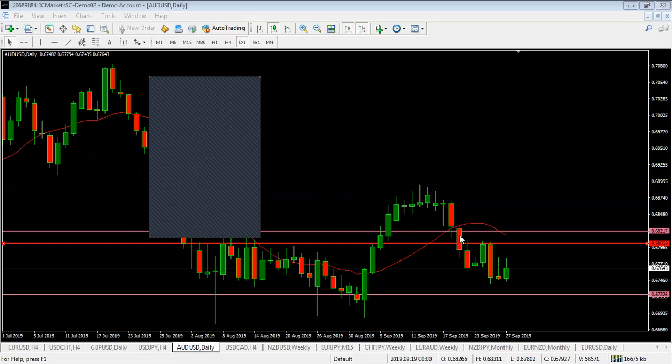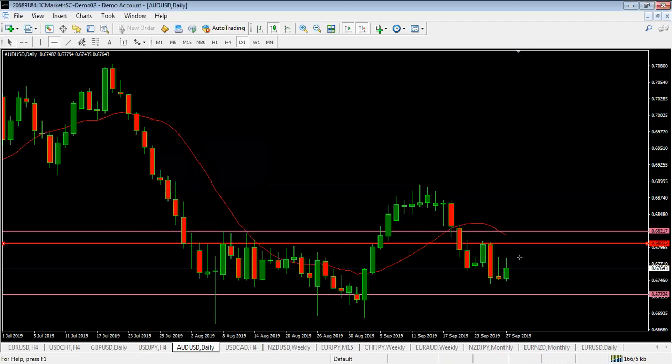So let's get the value of this. We have 0.6780 plus 0.6831 plus 0.6780 plus 0.6792, divided by 3. So you have this as the daily pivot.